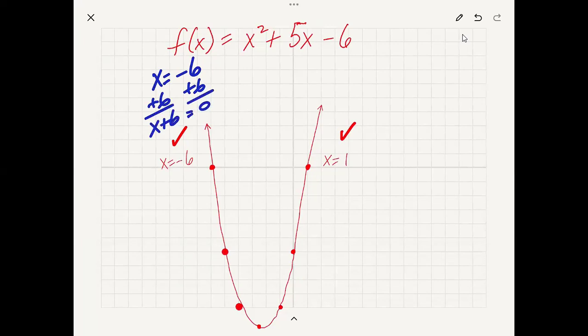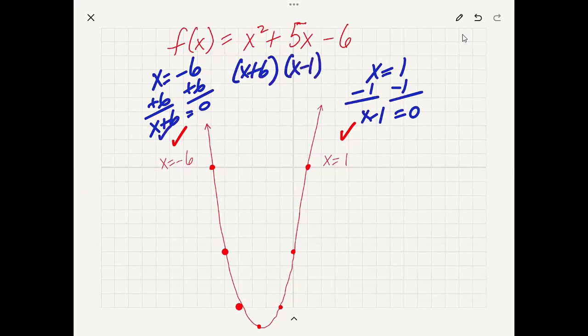Done. Now we're going to do the same thing for the other zero. We're going to say x equals 1, and then we're going to subtract 1 from both sides, and we're going to have x minus 1 equals 0. Now, once we've set those two equations equal to 0, those are the factors. So if we were to factorize this, we could say x plus 6 times x minus 1. That would be the factored form for this quadratic. Okay, so once you find the zeros, you also know the factors.